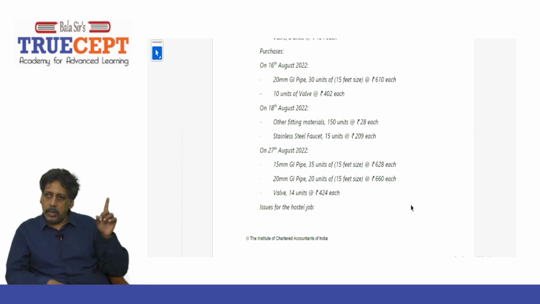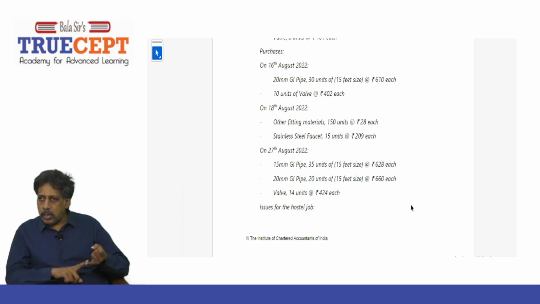Now they have given the purchases on different dates. So 20 mm pipe has been bought, 30 units at 610 rupees each. The relevant number is the number of units bought, 30 units, at rupees 610 each. Next. Then 10 units of valve at 402 each. On which date? Same 16th. On 16th, you bought 10 valves at rupees 402 each.